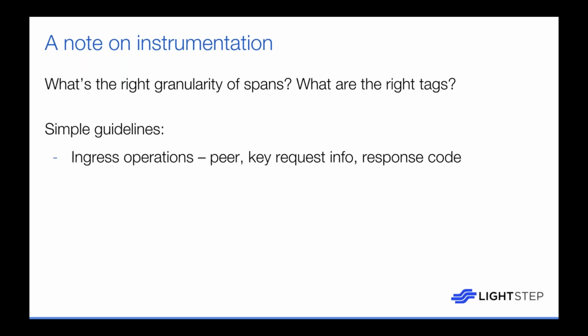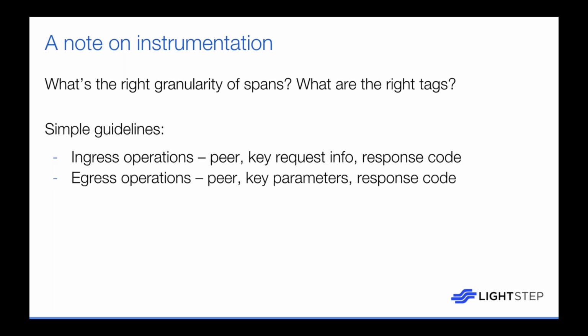So for ingress operations, that is where we're serving some of our users, understanding the peer, where is this coming from, important request info. Maybe that would be something about the customer. It might be something about the segment that they're in. It could be what geographic location they're coming from. And then something about the response code is also really important. Did we think of this as a successful response or not?